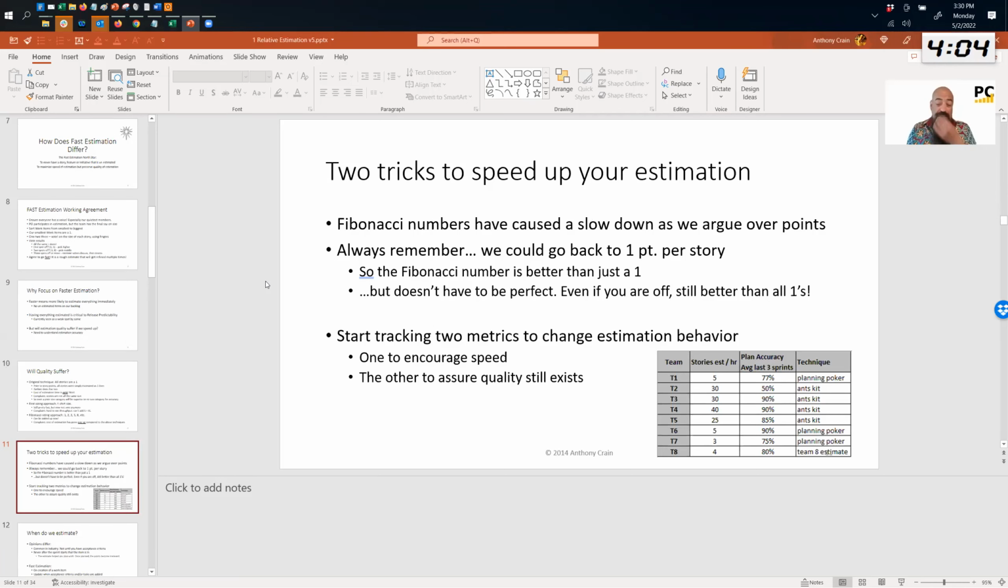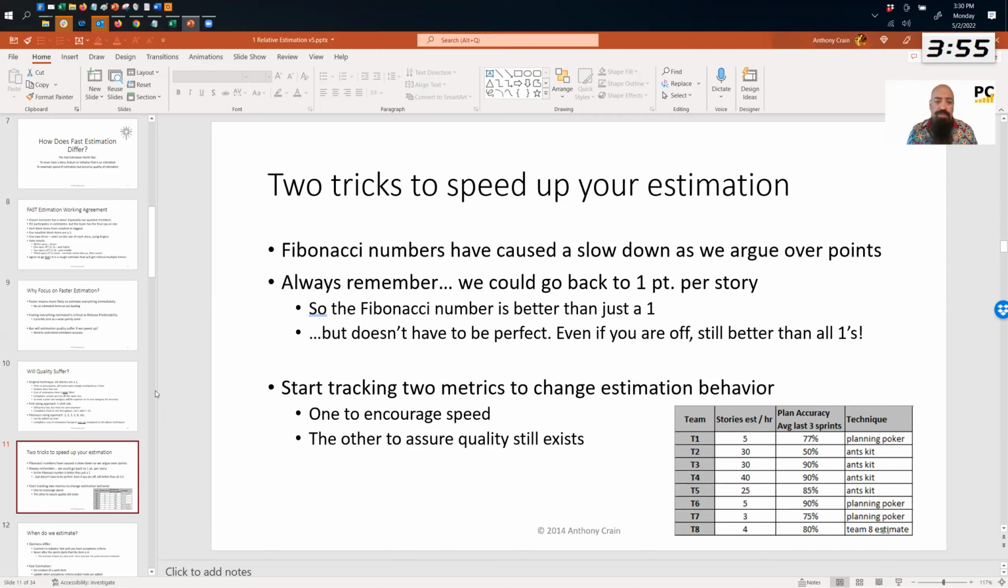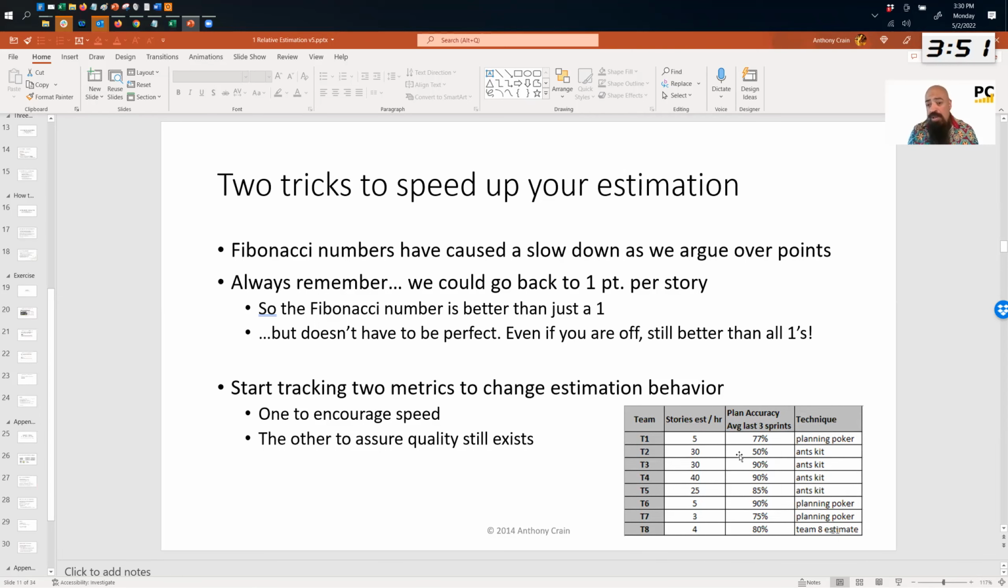Continuing on here, you can see some data. We actually did this with a bunch of teams. You can see here these 8 teams that we tracked. We've done it with a lot more than that, but these were the first 8 we ever did. You can see the stories estimated per hour. Ants kit, that's what it used to be called before we called it fast estimation. The ones who did fast estimation got 30, 30, 40, and 25.